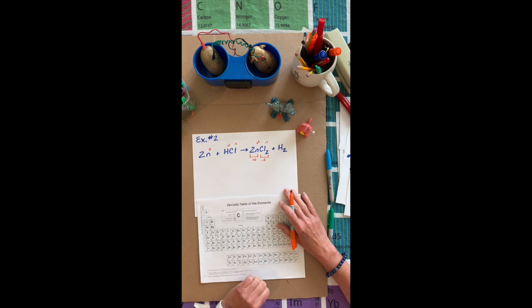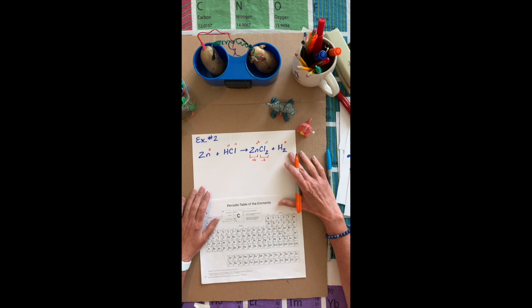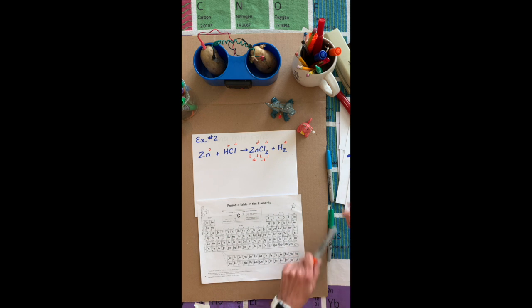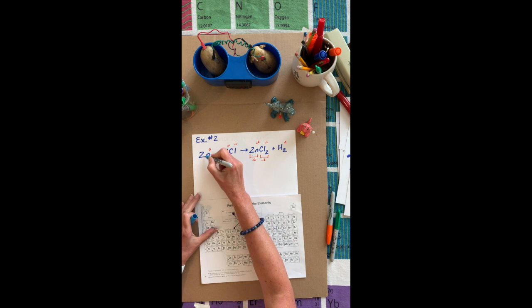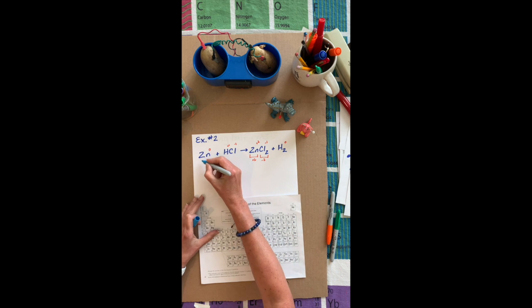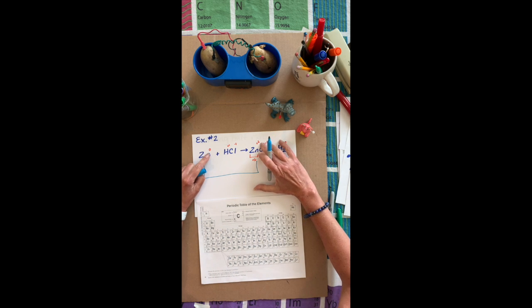And finally, we have hydrogen gas. Diatomic elements are always a 0 oxidation state. Let's make this interesting. We have a redox reaction. How do I know that? I'm going to start comparing. My zinc has changed its oxidation state. It's gone from a 0 to a +2.